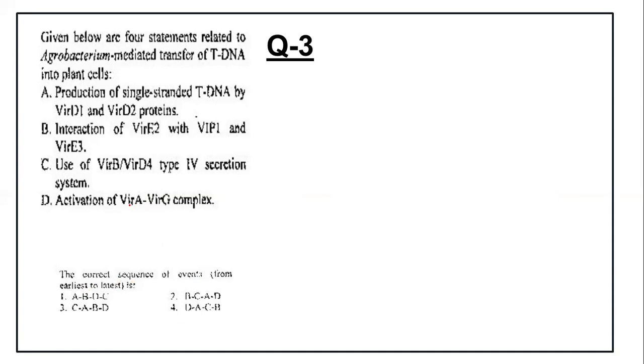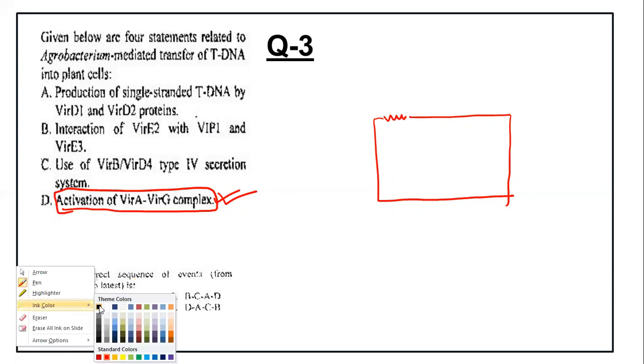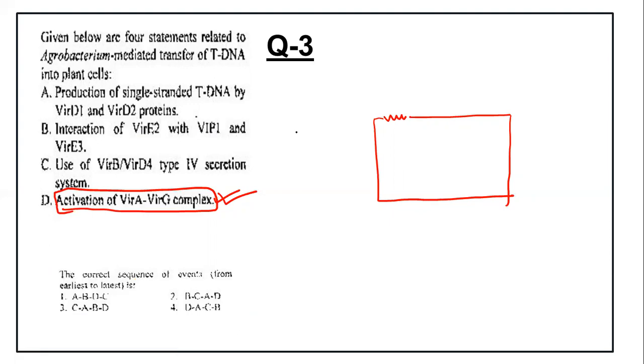First is the activation of the VA and VG complex, right? This is the first one. Now we can see that if it is damaged plant cells, these are the damaged plant cells, and these are the plasmid region.